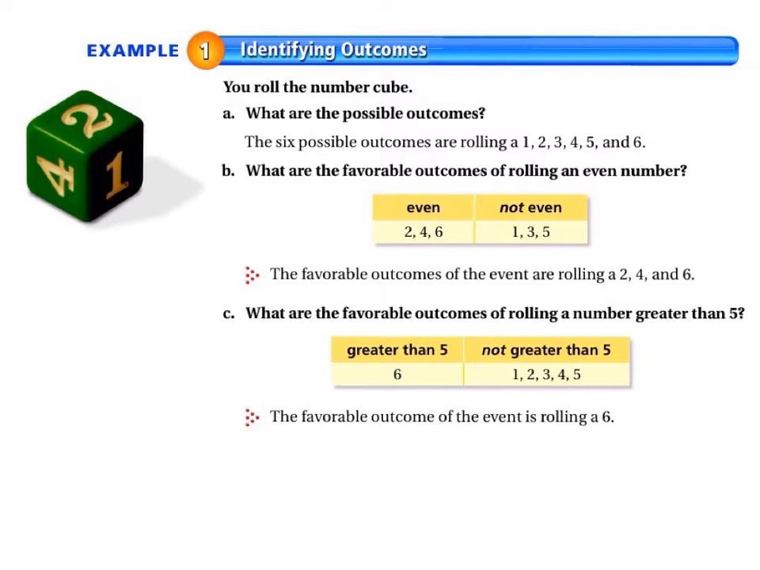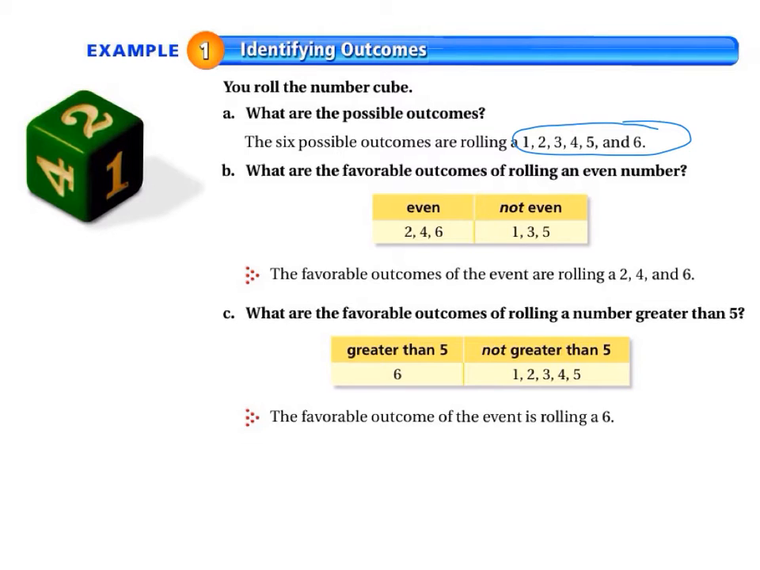So when we're talking about outcomes, that's anything that can happen. So the 6 possible outcomes are rolling a 1, 2, 3, 4, 5, and 6. So those are all of the things that can happen. So you would need to list all of the numbers that are on the die.